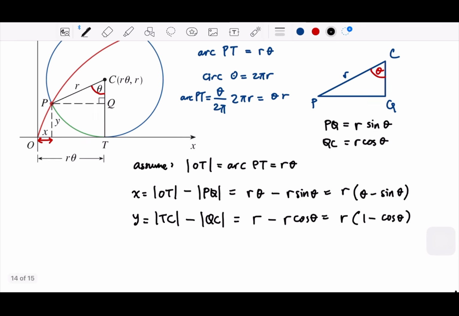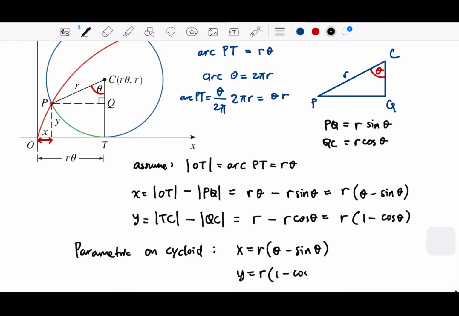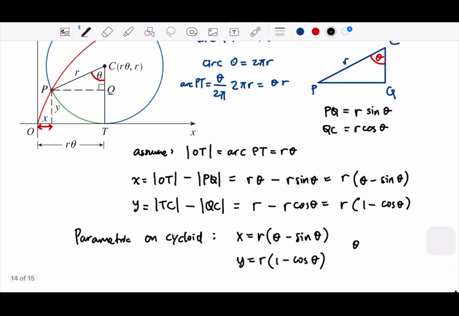Okay. Now the parametric equations of the cycloid are x equals r times theta minus sine theta, and y equals r times 1 minus cosine theta. And theta will be just a real number. Okay, that's the whole introduction for the parametric equations.